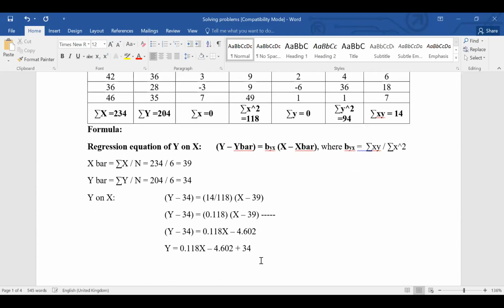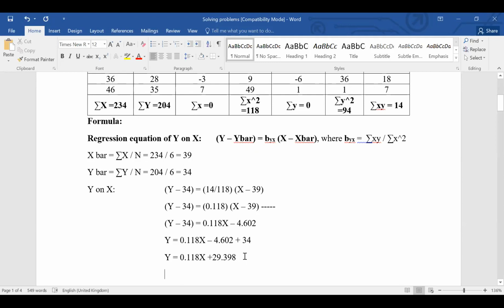Okay, now tell me what is the next value? y equal to 0.118 x plus, what is that? 29.34. Sir, you have to subtract, ma'am. Varsha, you have to subtract. Minus 29.398. So this is the regression equation y on x.